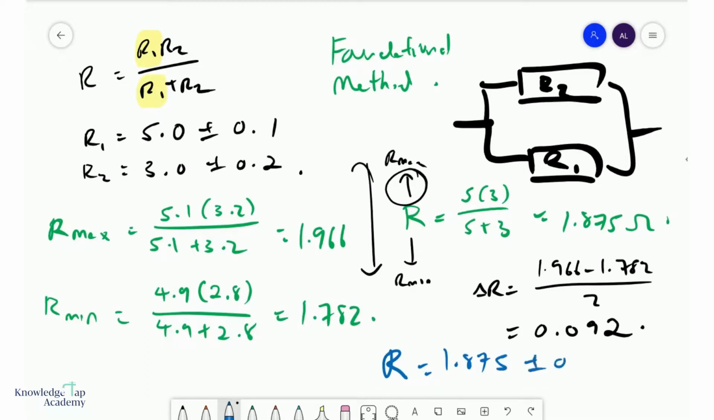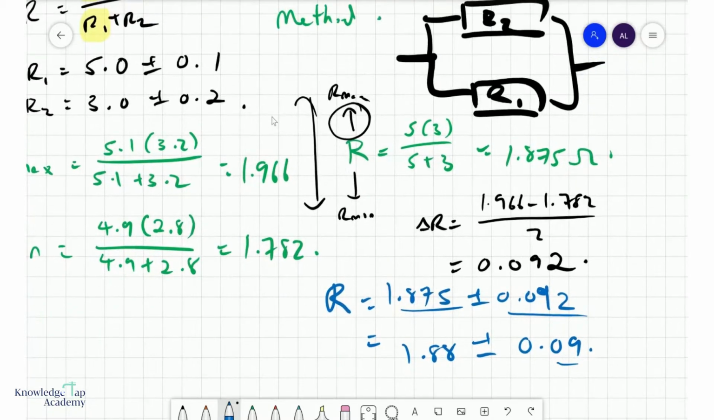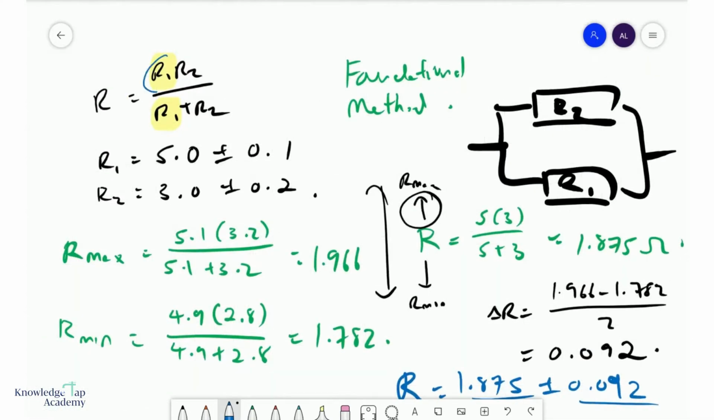And so therefore, R with its uncertainty can be expressed as 1.875 plus minus 0.092. And of course, we have learned before that this has to be brought to 1 significant figure. So this will be 0.09, and this will be given to 2 decimal places, so 1.88. This is how we use the foundational method. And once again, let us remember that this must be done, especially in situations where you have the same measurement in both the numerator and denominator of the combined expression.